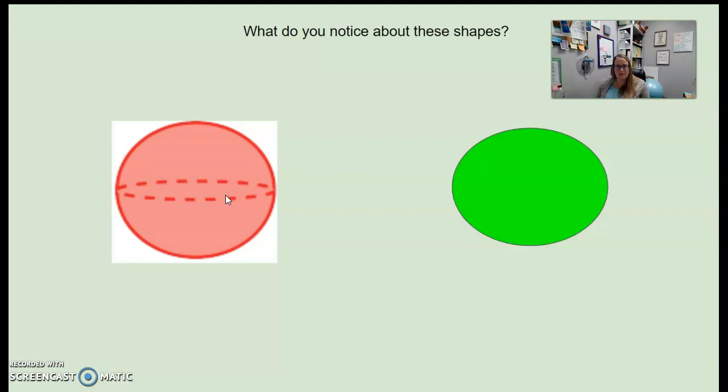Ooh, I heard somebody say that could be a ball. And you know what? You're right. It could be a ball. But in math, instead of calling it a ball, we call it a sphere. Can you say sphere? Say it with me. Sphere. Nice job. So a circle is a 2D flat picture. So if we want to draw a picture of a circle on our paper, we just draw our circle. If we want to have a sphere, it's actually going to stand up like a ball.